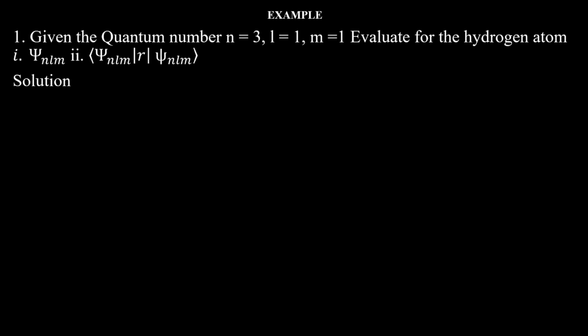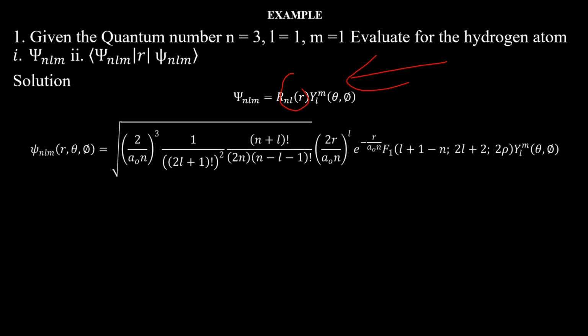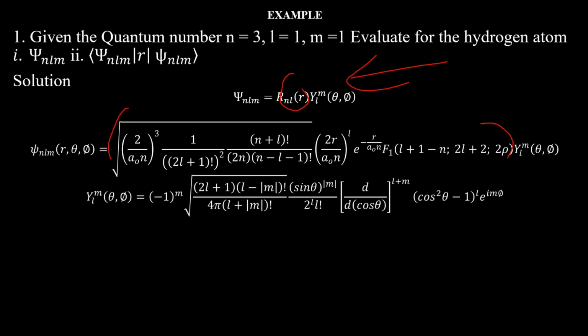First things first, we know that our wave function for the hydrogen atom in 3 dimensions is given by this: ψ_nlm(r, θ, φ) equals R_nl(r) times Y_lm(θ, φ). This is our radial component, and this is our angular dependence. If we write out our wave function for the hydrogen atom after solving, we have this expression, where this part is our radial component, R_nl, which has been normalized, by the way. We also have our angular part given by this expression.